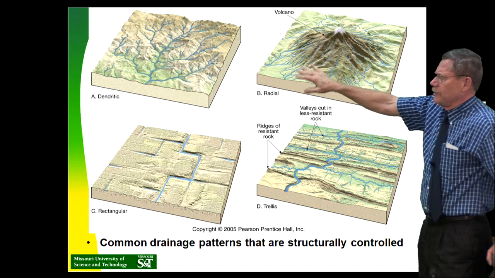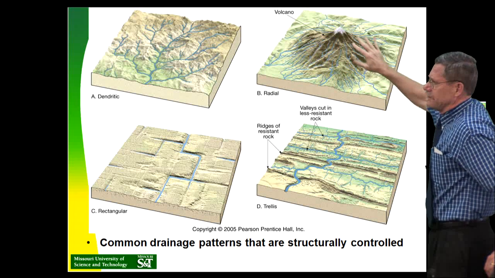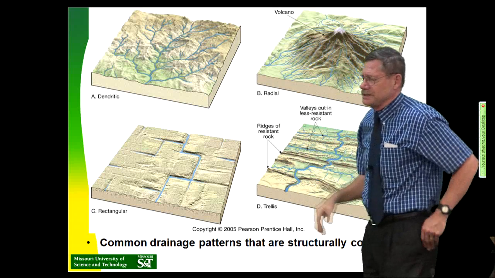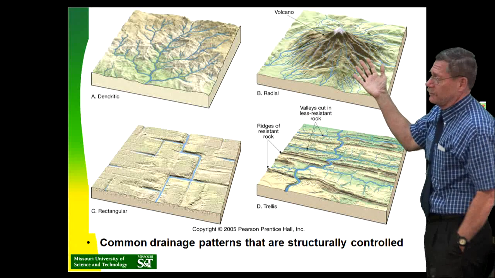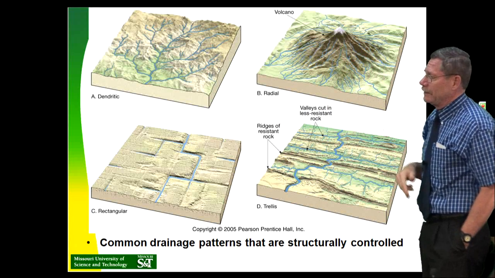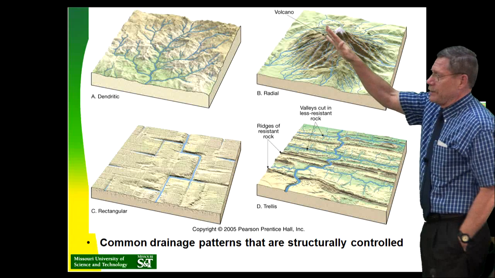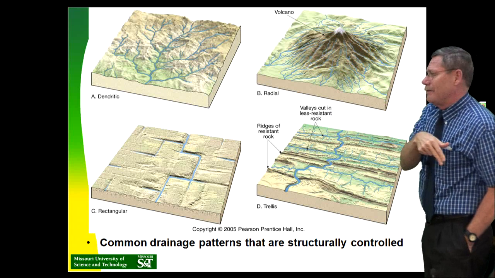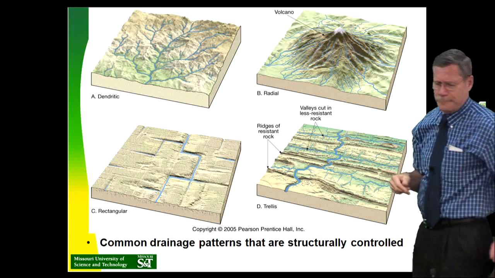Radial is what you get around volcanoes. It's very, very unique to volcanic situations. We do have those out in the Pacific Northwest, in the Cascadia volcanic field, which starts out way up at Mount Baker at the Canadian border and goes down to Mount Lassen in California.